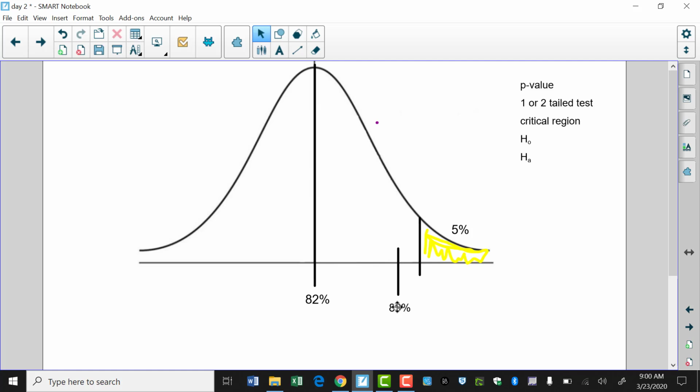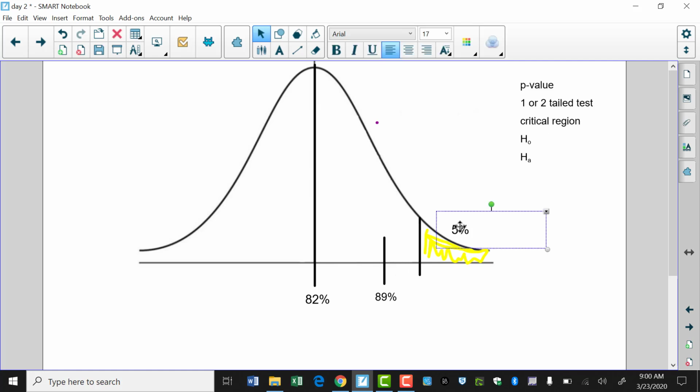And you should be thinking in your head deviations and z-scores, which is really what we're going to do when we calculate our p-value, based on our sample, what's the probability of 89% happening? And again, if it happens less than 5% of the time, we are going to say it's critical and it's significantly different from the 82%. If it doesn't happen less than 5% of the time, we're going to say it's not significantly different from the 82%. So again, we define this area, the shade in yellow, as a critical region.